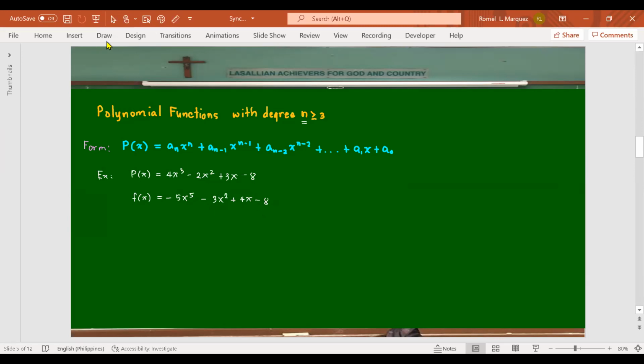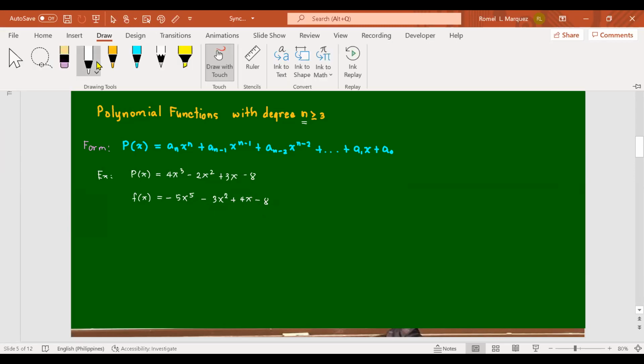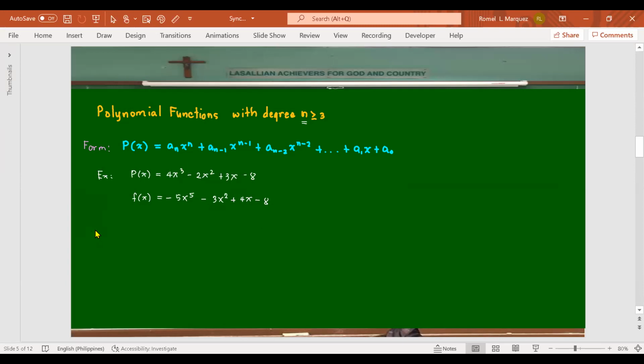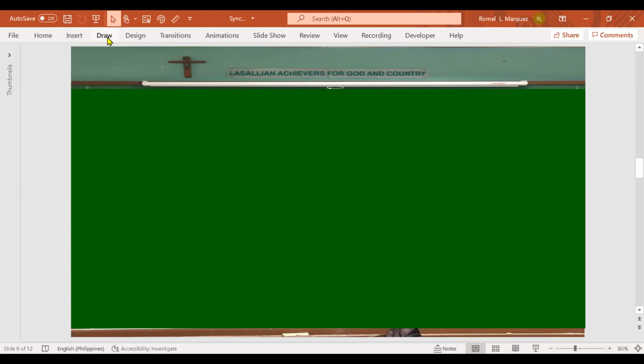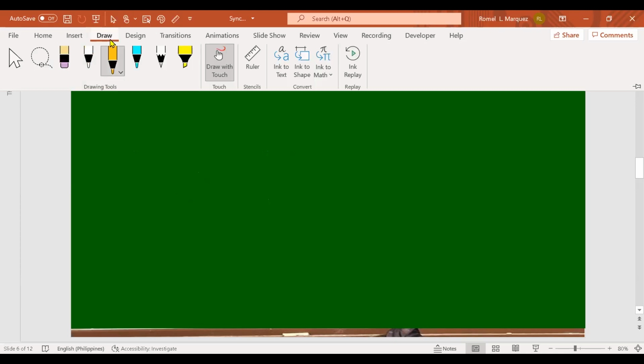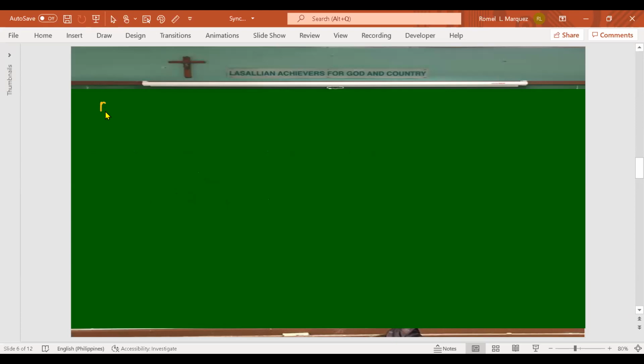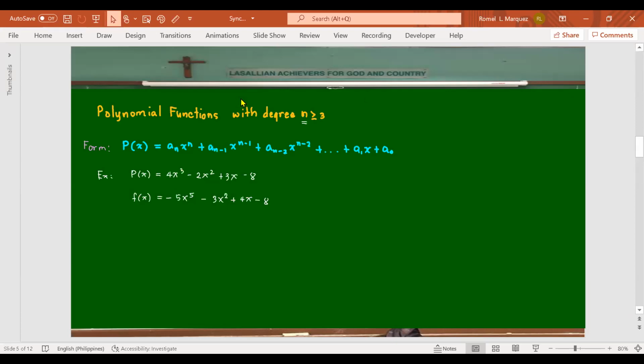Okay? May mga property ang polynomial functions. Properties of polynomial function. We're going to begin with what we call relative extremum of a polynomial function. Sir, can you go back sa slide po? It will be posted.